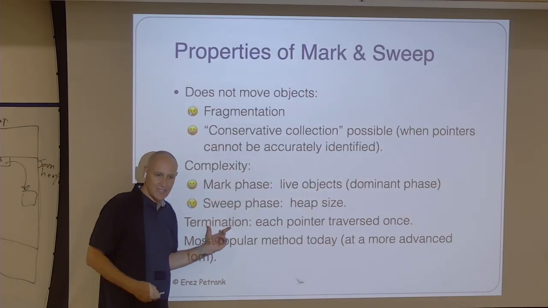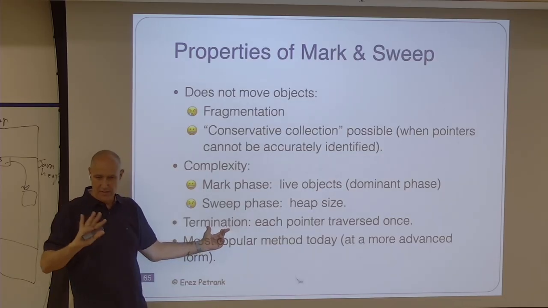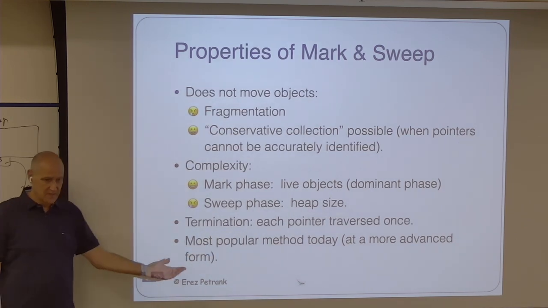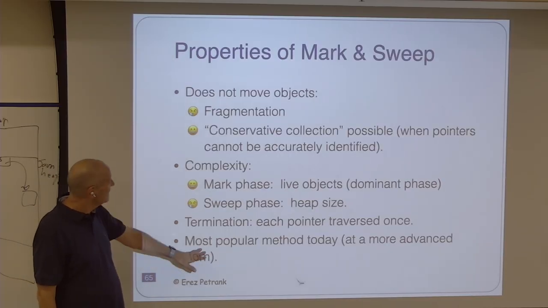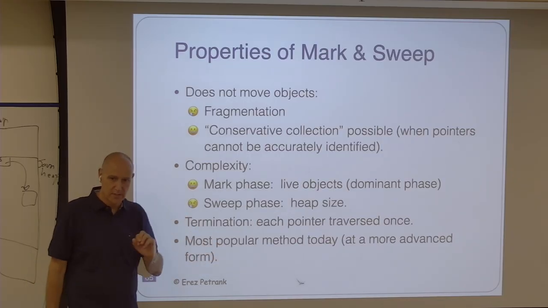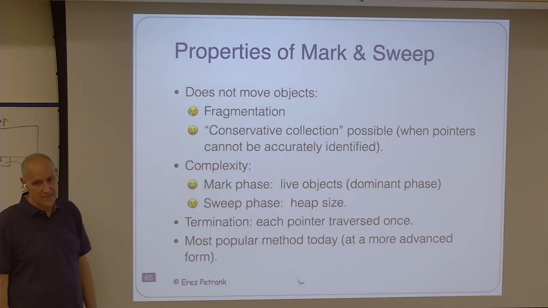So termination is guaranteed because each pointer is traversed exactly once. This is something you've seen in algorithms, BFS and DFS, it's terminating. This is maybe the most popular method today. Actually, copying is also a good competitor.